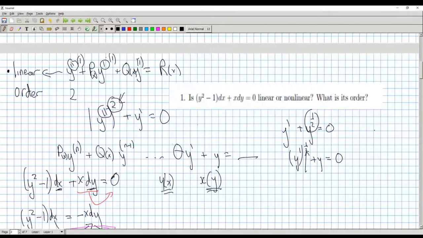It's also important to note that if you land up with an equation which is y prime times y equals 0, this would also be nonlinear because these two values of y are multiplied together. You can't separate it into a linear combination of orders of y.